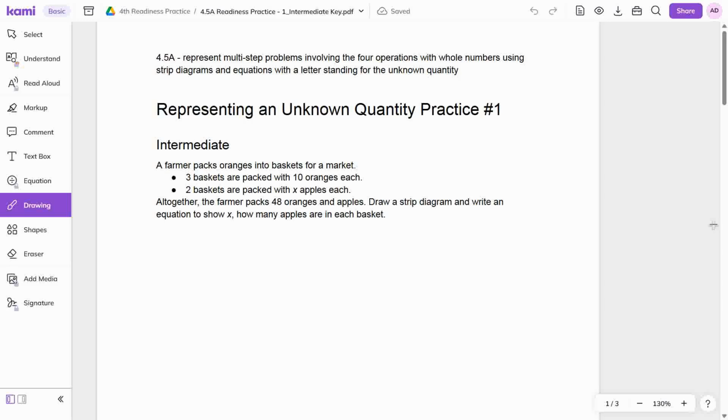Hello, and welcome to 5-Minute Math. Today we are looking at representing an unknown quantity. This is 4.5a Readiness Practice, the intermediate version.